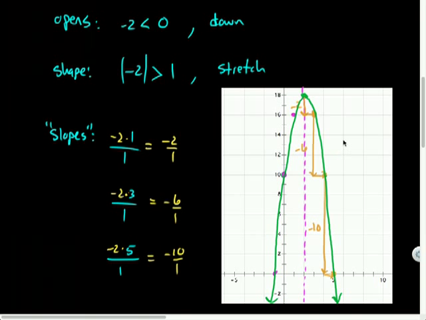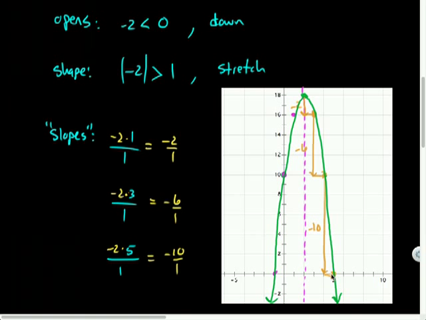That's good enough. So it's stretched by a factor of 2, right? Instead of down 1 over 1, down 3 over 1, down 5 over 1, it doubled each of those rises, quote unquote. And in this case, the rises were negative, so they were falls, I guess. But that's the idea, right?